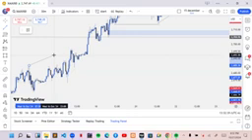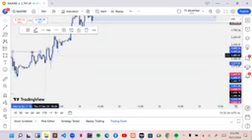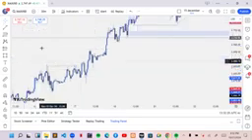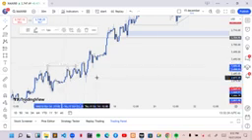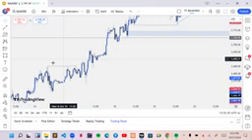So I think I can spot an equal high here. So this equal high right here, most people will say, oh, this is a double top, and then they will start selling from here. This right here is liquidity. And market has to take out that liquidity first.